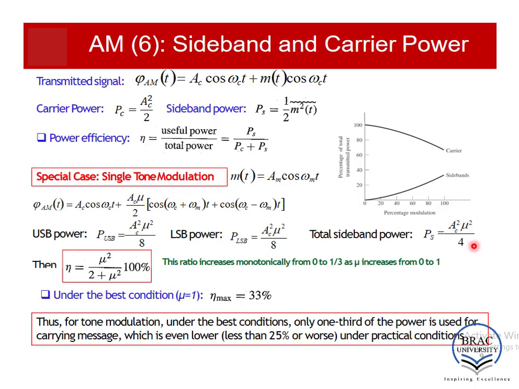Now we can calculate the efficiency of the DSBC AM. The efficiency will be mu square by 2 plus mu square. This is a very easy calculation if you put the values of PS and PC in this equation. Now, if mu is 0, the efficiency is 0. If mu is 1, the efficiency is 1 by 3. So the maximum efficiency we can achieve here is just 33%, which is not very efficient.